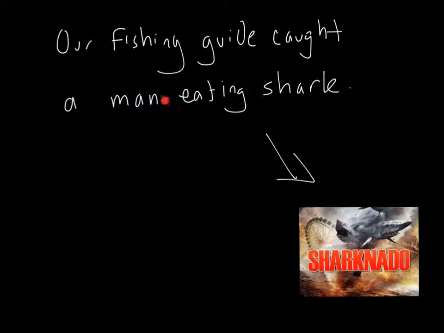Well, I don't know that breed of shark. I don't think it exists, so I'm going to say that doesn't make sense. What about our fishing guide caught a eating shark? You know, yeah, sharks eat, but an eating shark, that's not a way to describe a shark. So again, we need a hyphen between man and eating because these two adjectives need to be linked up. And we're left with our fishing guide caught a man-eating shark, and then the Sharknado took that shark and threw it through the air.